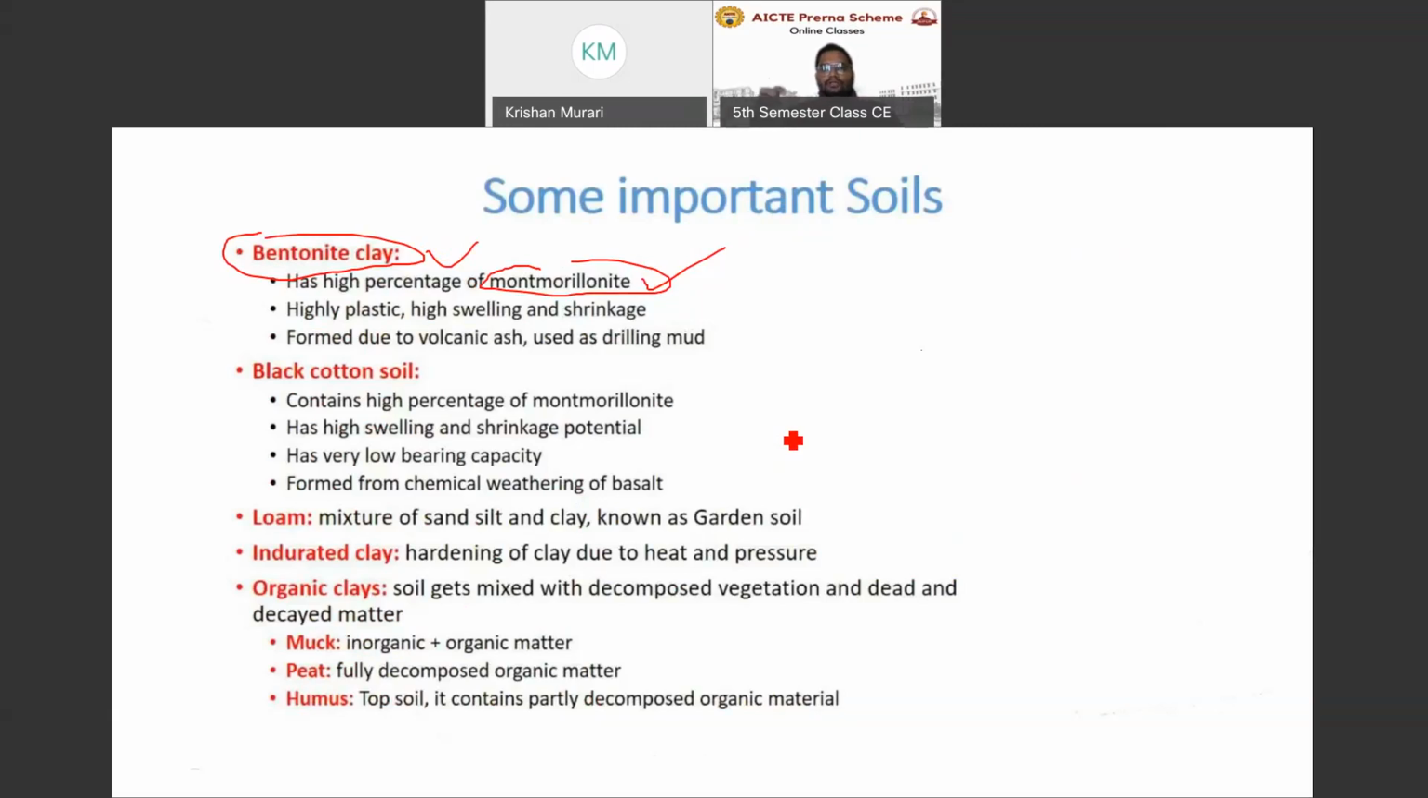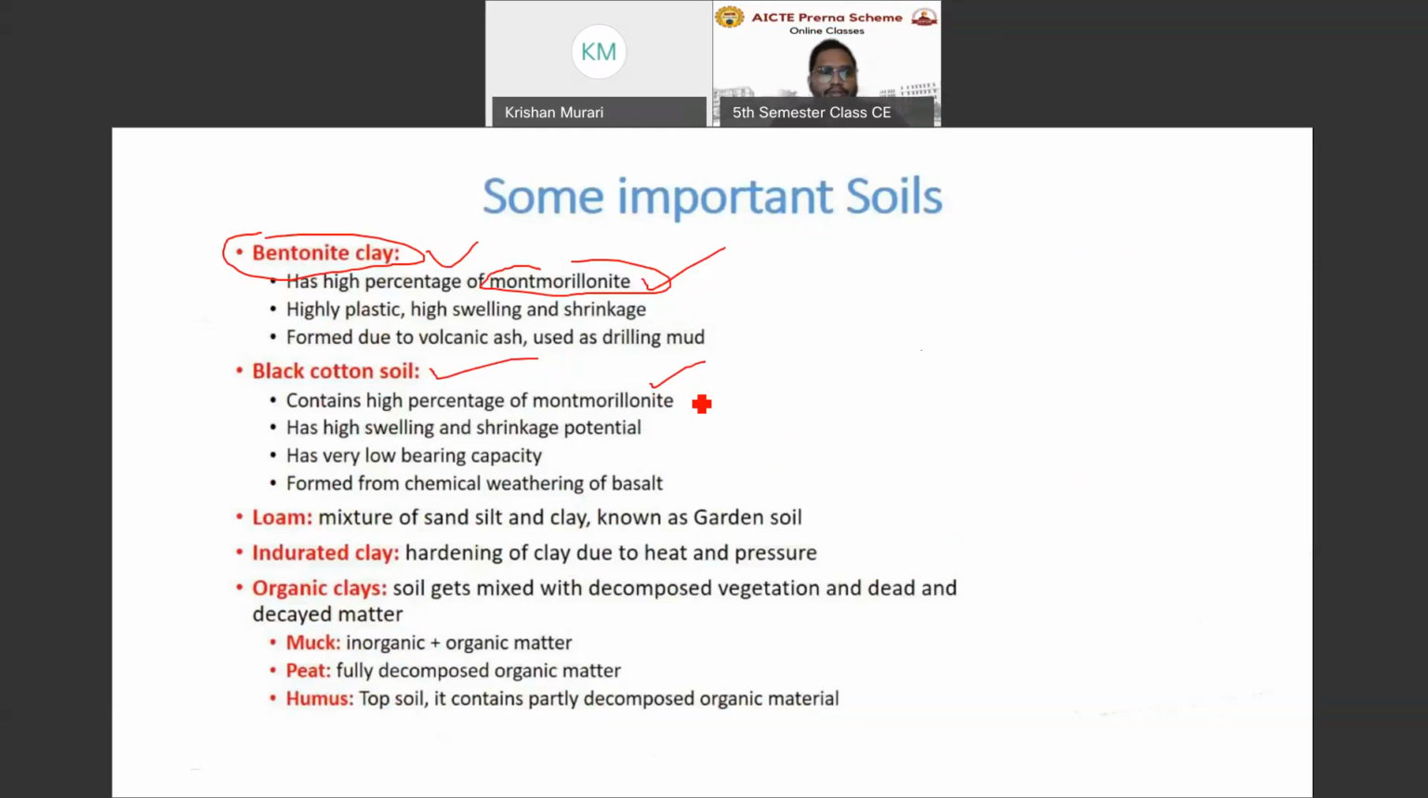These montmorillonite minerals play a very important role in that type of soil, and this soil is basically found in volcanic ash or drilling muds. Second is black cotton soil. What is black cotton soil? Basically, the name is according to its qualities. In black cotton soil, the same mineral is found in high percentage.